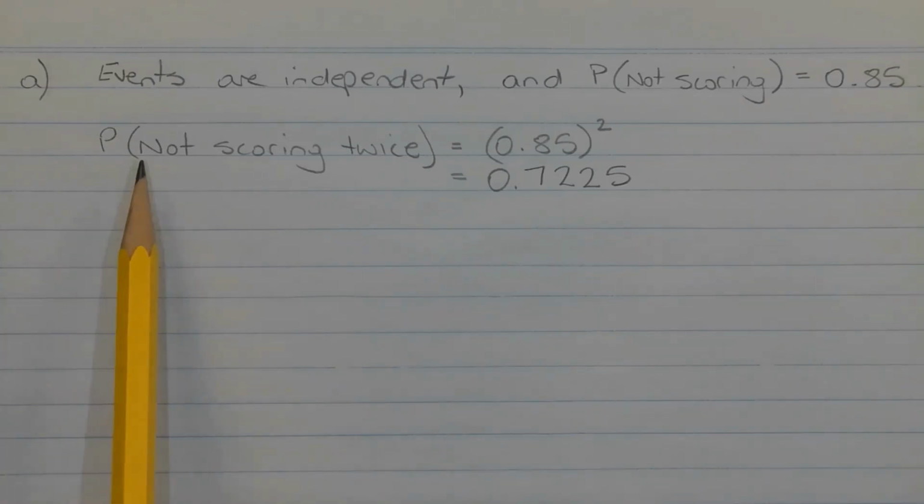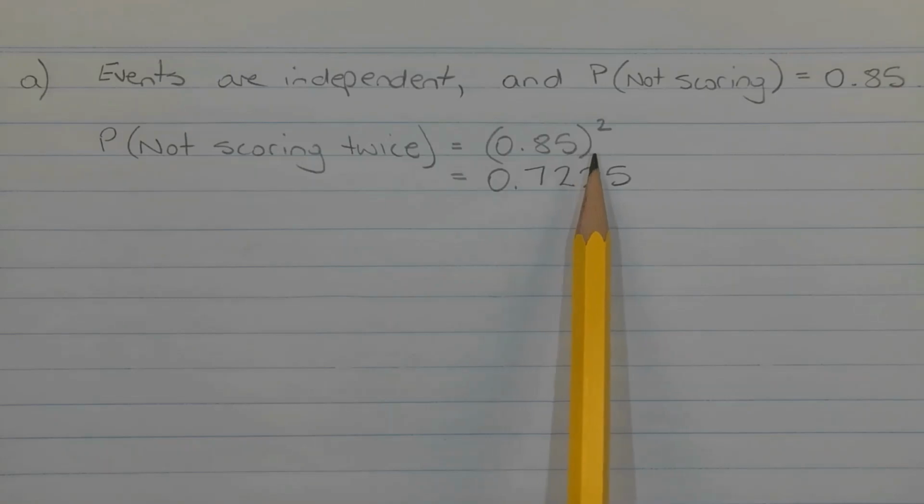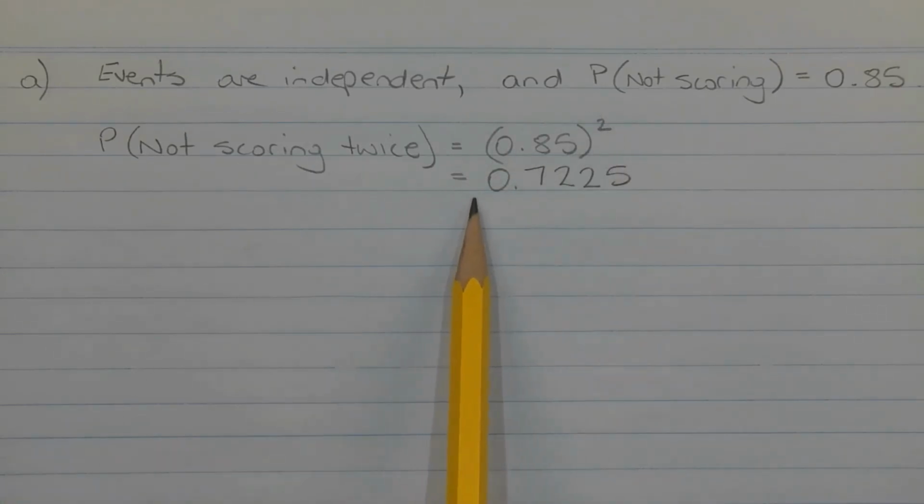So the probability of not scoring twice is 0.85 times 0.85. And that's why I stated earlier that the events are independent, so all we have to do is multiply the two probabilities together. So 0.85 times 0.85 or 0.85 to the power of 2 equals 0.7225.